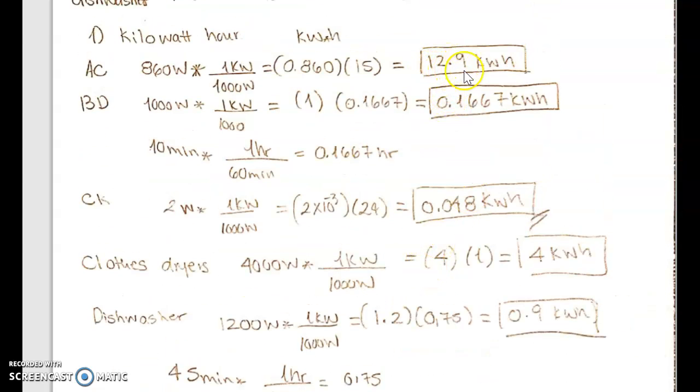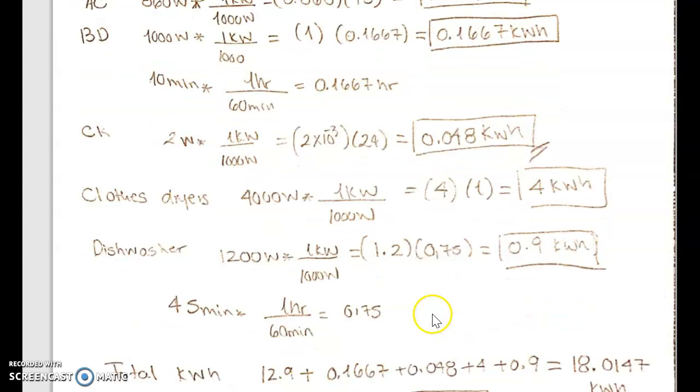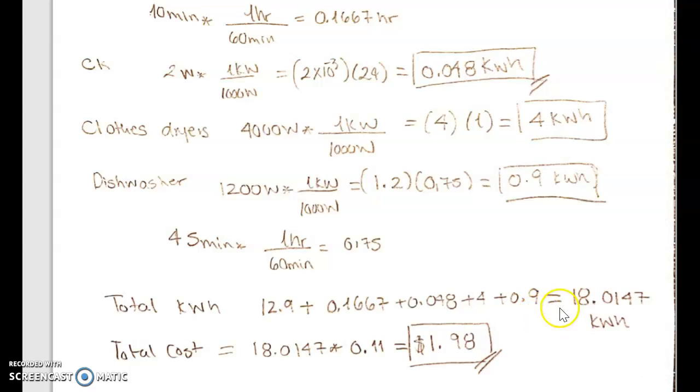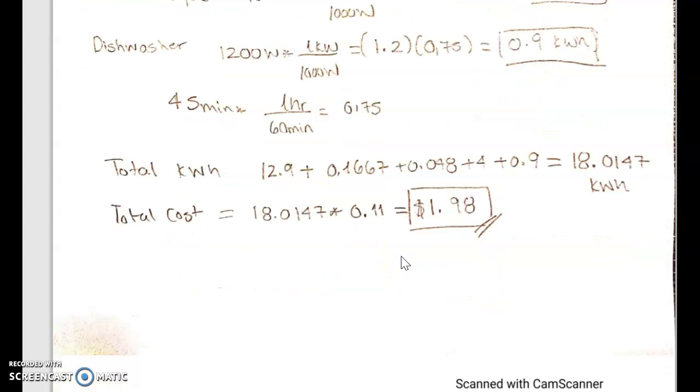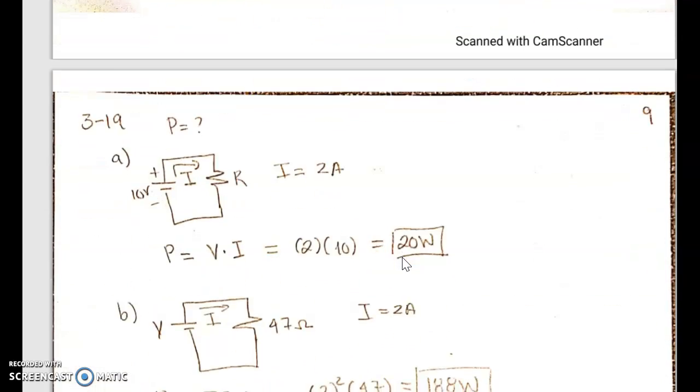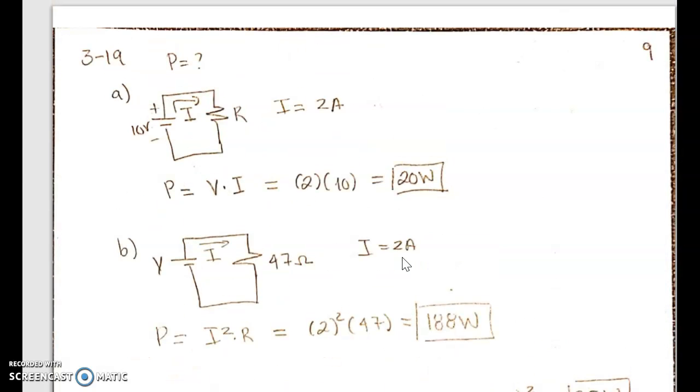We are going to take the 12.9, the 0.167, 0.048, the 4, the 0.9. It's going to give us a total of 18.0147 kilowatt hour. Now, how much is it going to cost me to do that? If I multiply that by the rate, which is 11 cents, it's going to cost me $1.98 to run that. So that's how the electric bill companies, like Edison, bill us for our electric usage.